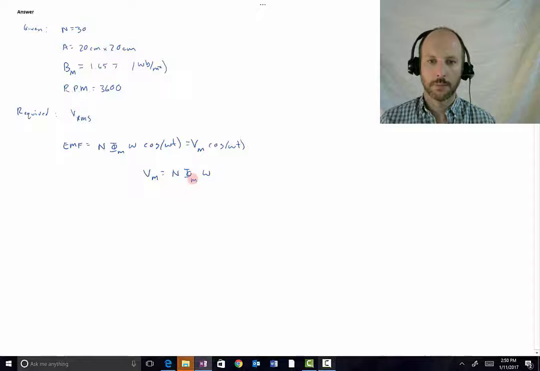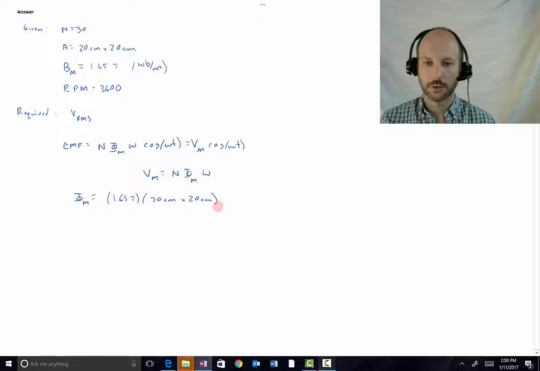So our problem statement gave us peak flux density but not peak linked flux, so we need to solve for the linked flux. And we know that that's just going to be the product of the peak flux density times the linked area, which is 20 centimeters by 20 centimeters. And if you solve that, you'll get 0.66 Weber. Remember that the Tesla is a Weber per square meter, and so centimeter times centimeter needs to be converted over to square meters for this calculation.